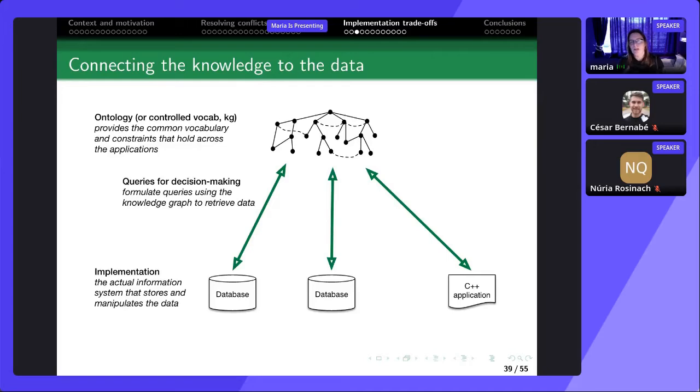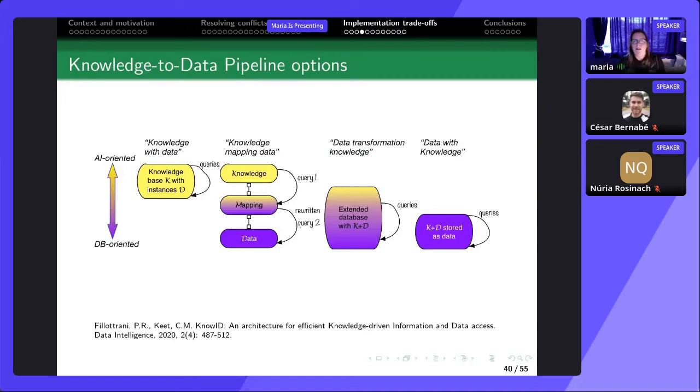When we're looking at connecting the knowledge to the data, we have to find a way. What you see here are those vague arrows. How are we going to solve that? How are we going to do that? There are basically four essential possible options. On the left-hand side, you see the purely AI option. When we're linking the knowledge base with the data, with the instances, that is what you do in an OWL file. So all the ontology at the T-box level, as well as all the instances, are in the same file.